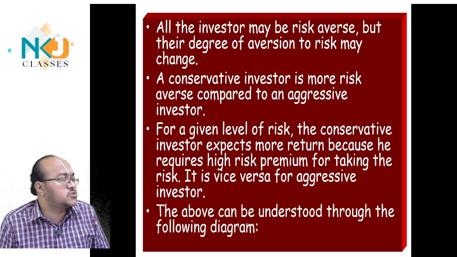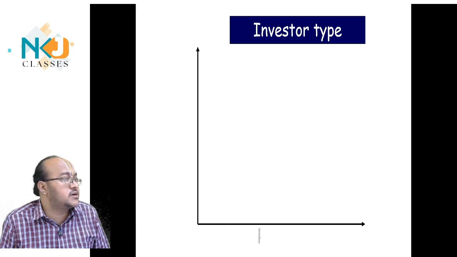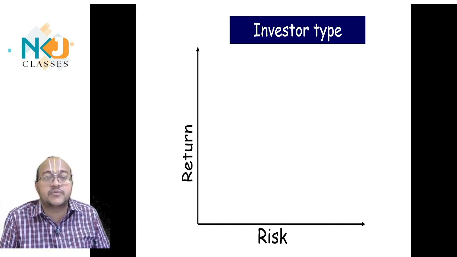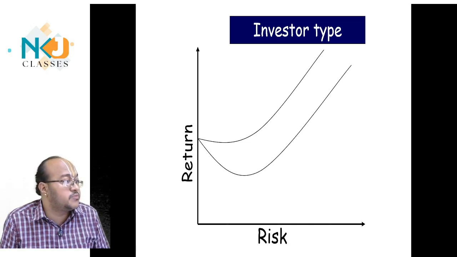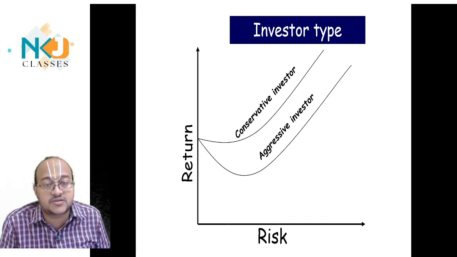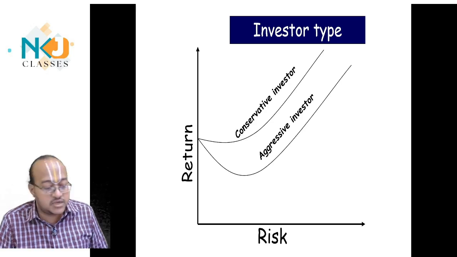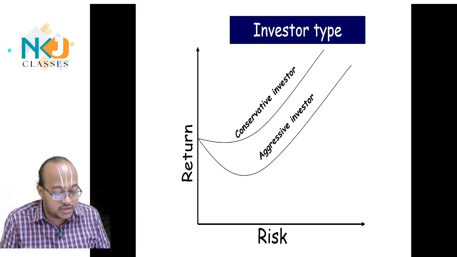The above can be understood through the following diagram. Investor type, risk and return. This is from the investor's perspective. Two points are there: conservative investor, aggressive investor. Can you see the diagram? Can you see my cursor?